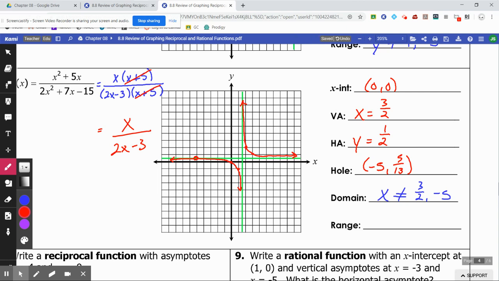Our domain restrictions, we have our range restrictions. We will have 2 different range restrictions. One of them because of the horizontal asymptote at 1/2. The other one because of the y value of the hole, which was 5/13. So there's your 2 range restrictions.